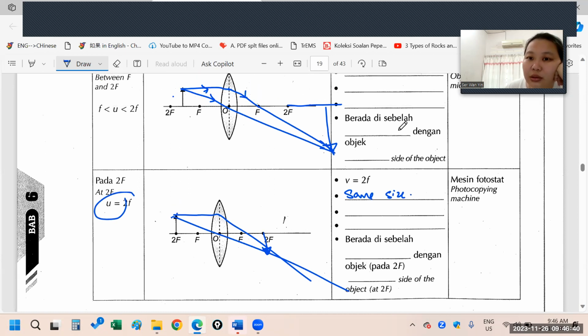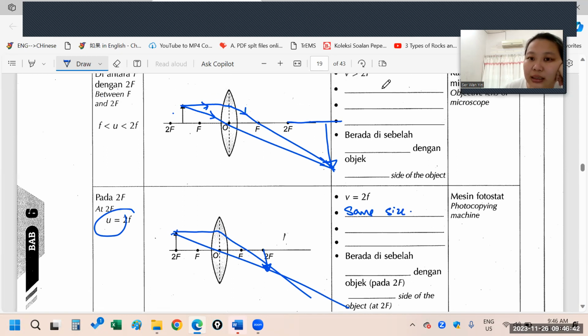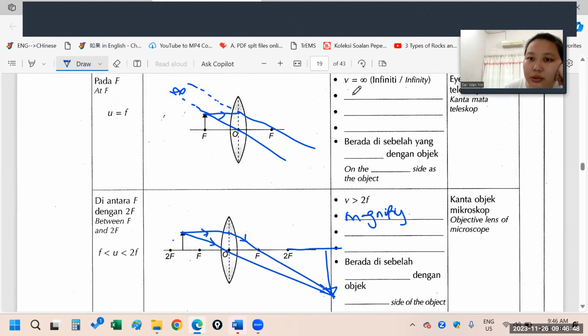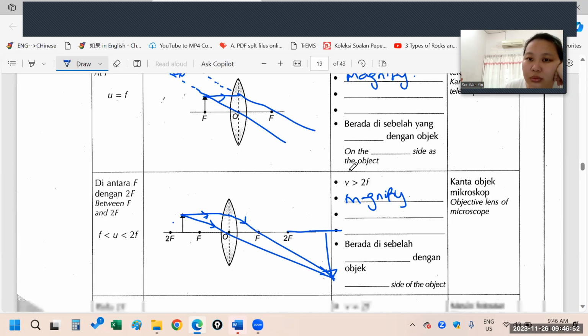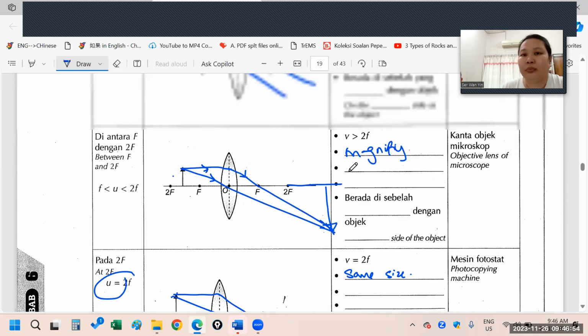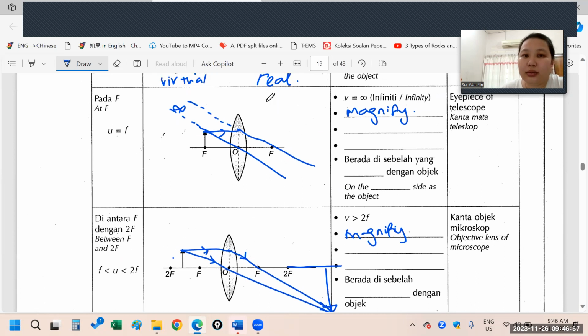So before is always magnified. So this one will be magnified too. Okay. Then, if formed on the same side, sure is upright and virtual.